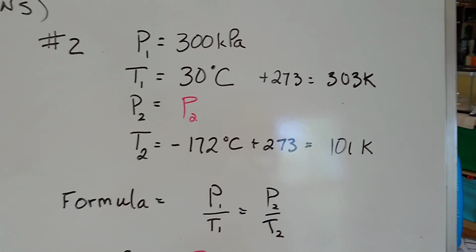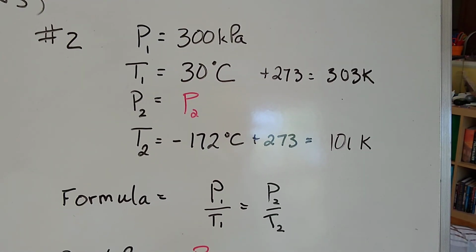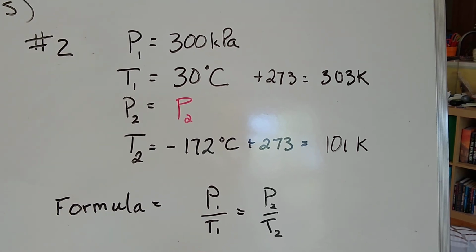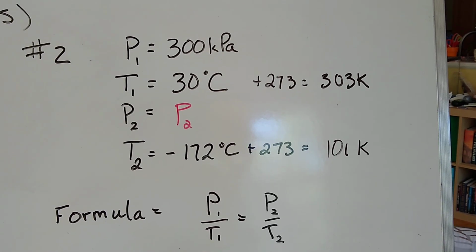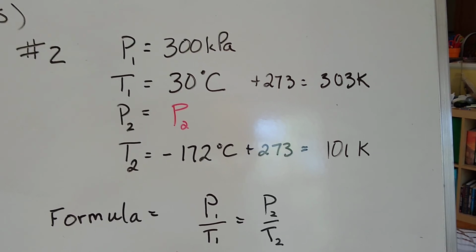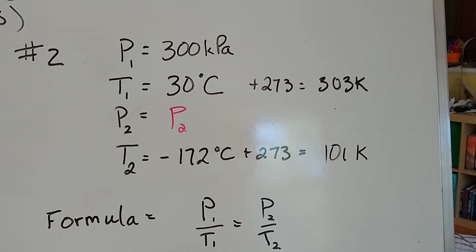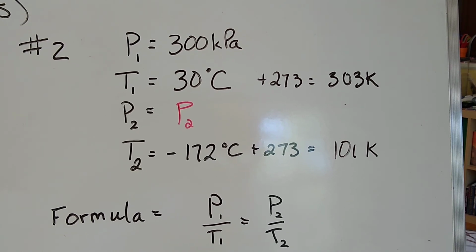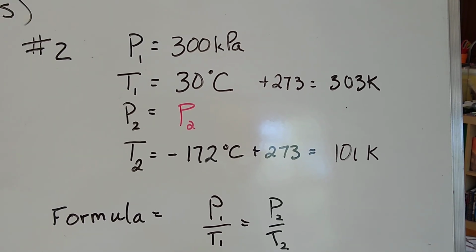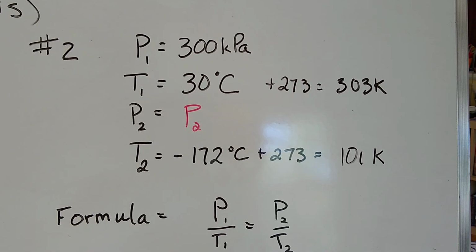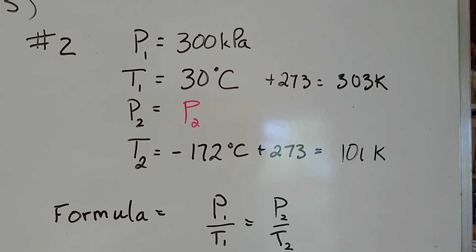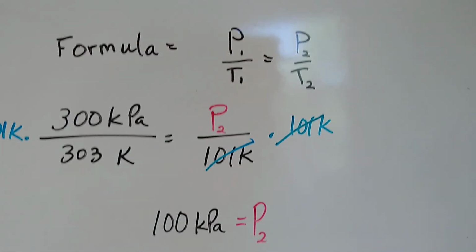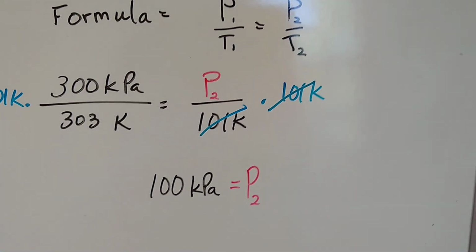Our initial pressure was 300. Our initial temperature was 303. Our ending pressure, we don't know, but our ending temperature is lower by a multiple of 3. 101 times 3 is 303. So our pressure will also be lower, and in this case it's a direct proportion, so it's lower by a multiple of 3. So 300 divided by 3 gives you 100 kilopascals.